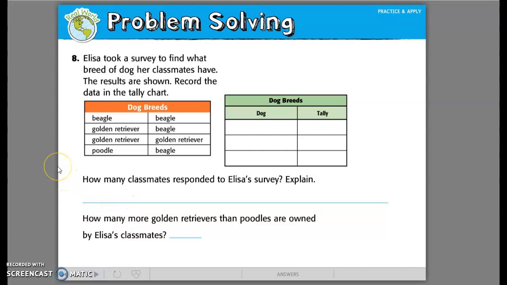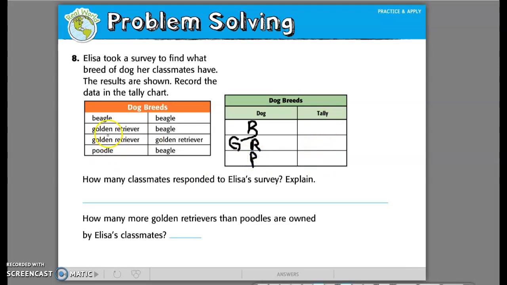Elisa took a survey to find what breed of dog her classmates have. The results are shown. Record the data in the tally chart. So you have to look and see what kinds of dogs there are. I see beagle. So over here, I'm going to write B for beagle. Underneath of that, over here in the chart is golden retriever. So I'm going to put a GR for golden retrievers. Must only be one more type of dog, poodle. So I'm going to put a P for poodle.